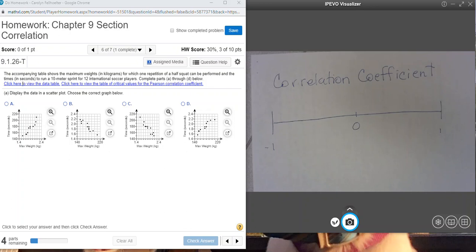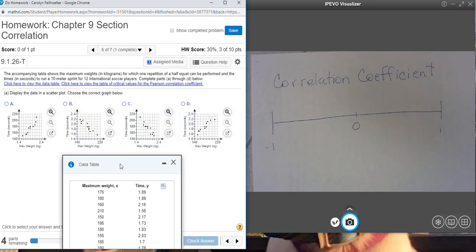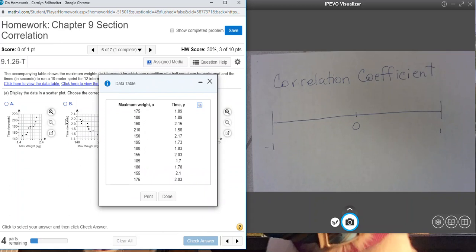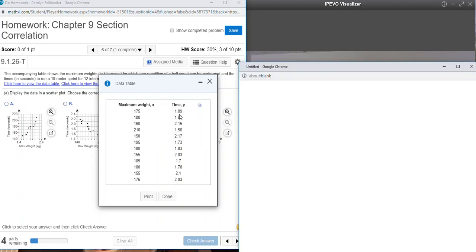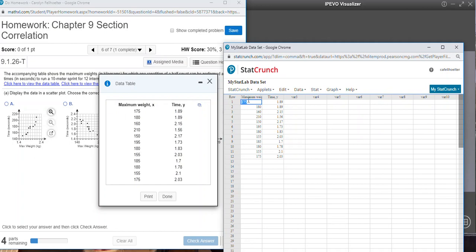So let's see what's going on here. Let's look at the data table. So you have to click here. Here's the actual data. We're trying to match this data with the scatter plot. So, just to make it a little bit easier, I'm going to put it in StatCrunch and let StatCrunch do a scatter plot for me and just compare. So these are my X and Y values, and StatCrunch will put that on a graph for us.